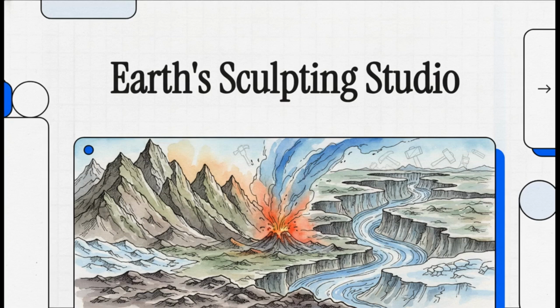I am so thrilled to be your guide today as we explore what I like to call the Earth's massive dynamic sculpting studio. You know, the ground beneath our feet feels incredibly permanent and still, right? But on a geological timescale, our planet is actually a restless artist. It is constantly pushing, pulling, building, and carving the spectacular landscapes we see around us. So today, we're going to look really closely at exactly how this grand studio operates.